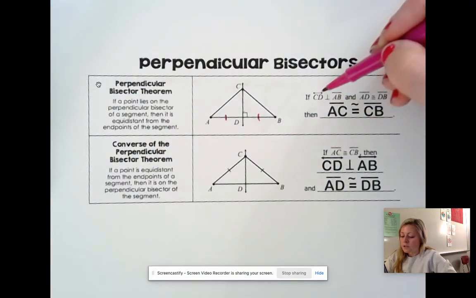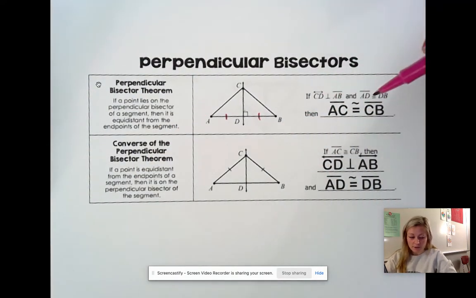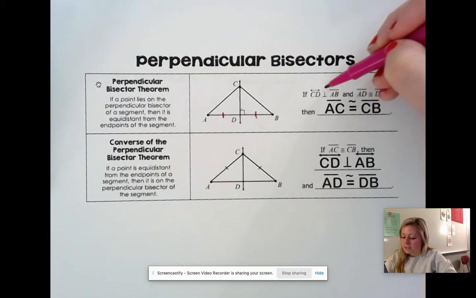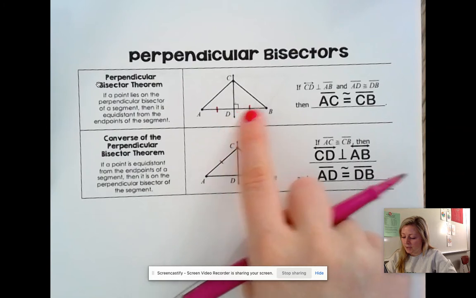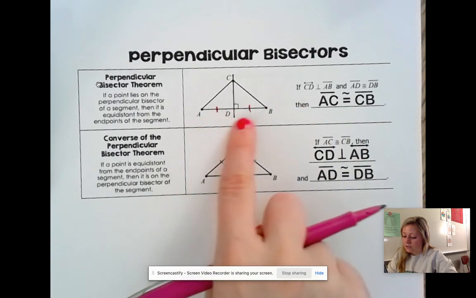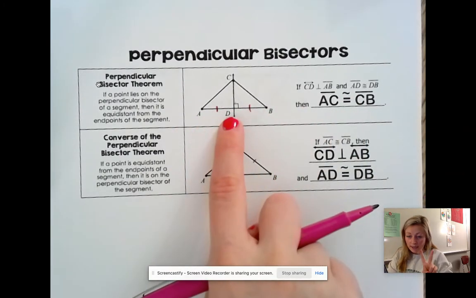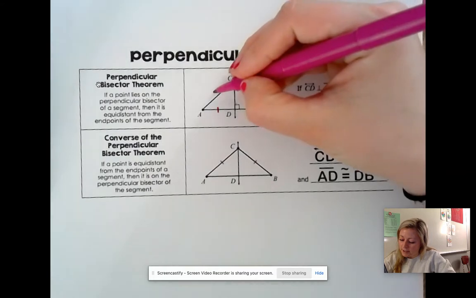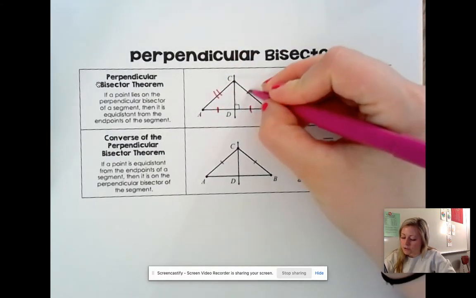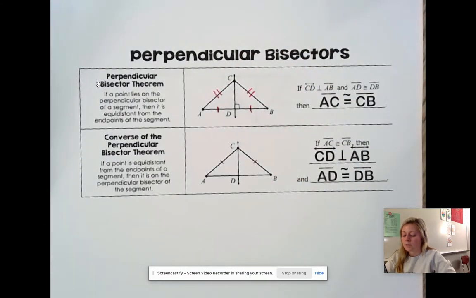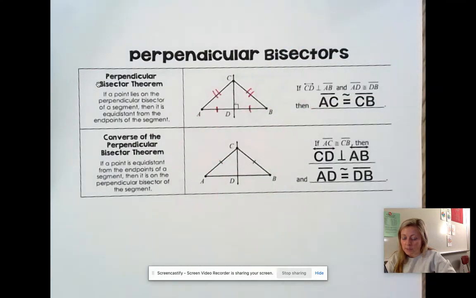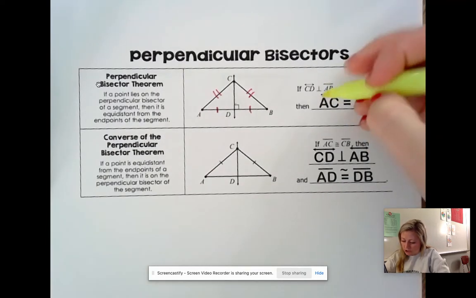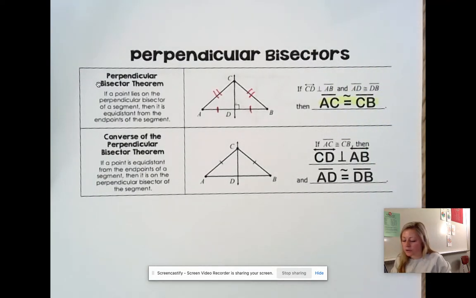Okay? So now this is kind of symbolically how they're saying this thing over here. If CD is perpendicular to AB, okay, we have the right angle, and AD is congruent to DB, meaning it's being cut in half, then this segment here, AC, is congruent to CB. Because any point that falls on this line is the same distance away from A to B. Okay, so this is probably what you want to jot down in your notes. I think it's blank there for you.